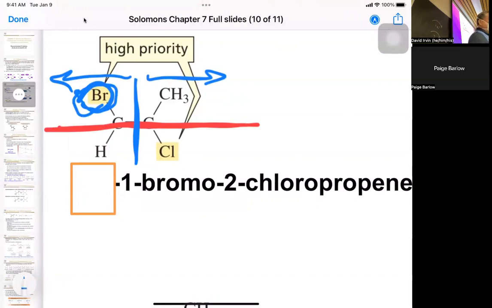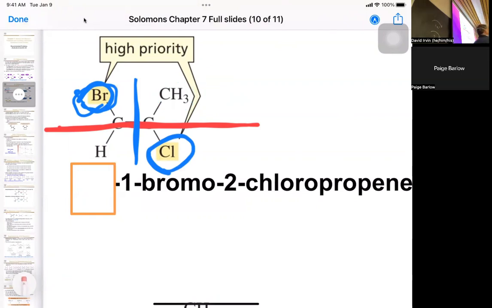All right, now let's look at the other side. We've already looked at that side. Let's look at the other side. And we have a carbon and a chlorine. So we get to stop at rule 1 again. We only look at Z number. And chlorine is the one that's there. So we're going to look at that.